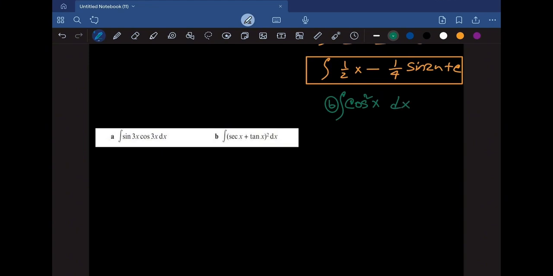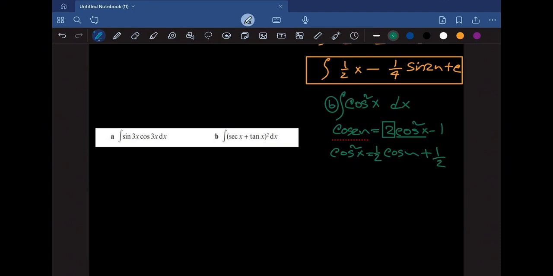Now we know there is a formula: cos 2x is equal to 2 cos squared x minus 1, right? So if we make cos squared x the subject, it becomes cos 2x plus 1, and now we will divide it by 2. So it becomes half cos 2x plus 1 divided by 2.